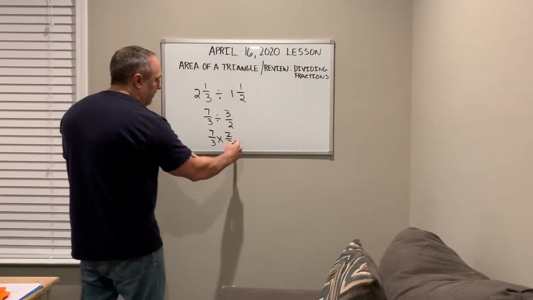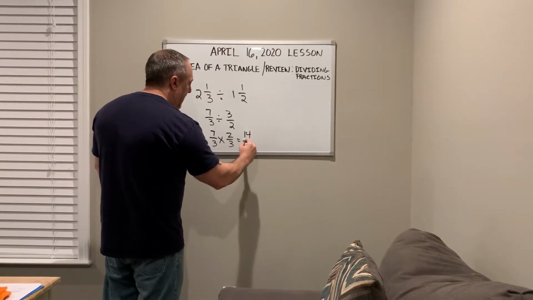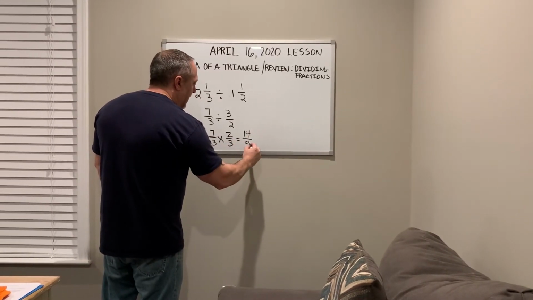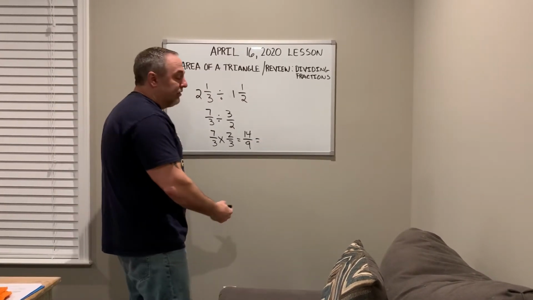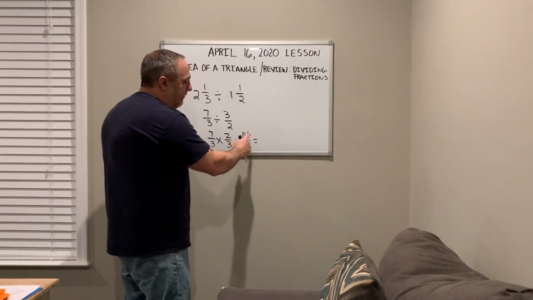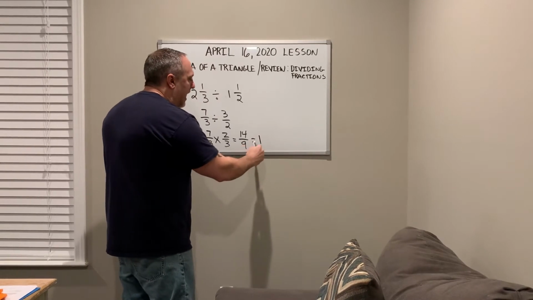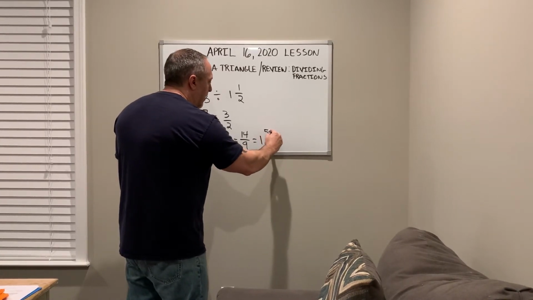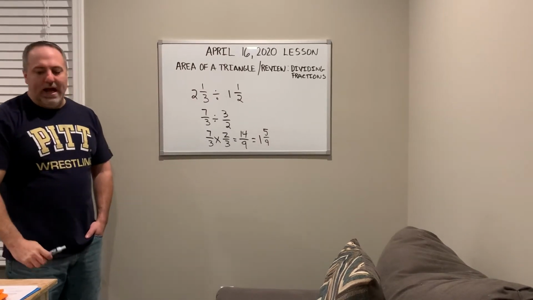Unfortunately, there's nothing to reduce here. This is going to be 7 times 2, 14. 3 times 3, 9. I cannot leave it in that form. Well, you can, but it's improper. It's called improper for a reason. 9 goes into 14 only one time, and that leaves 5 left over. And the 9 stays the same. So that's how you do that.